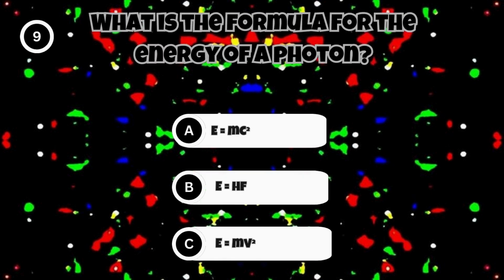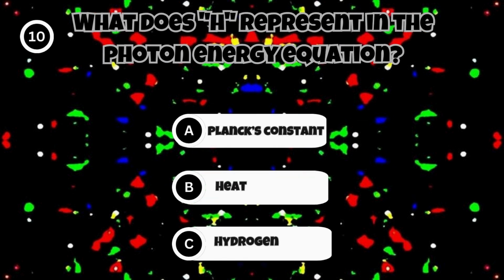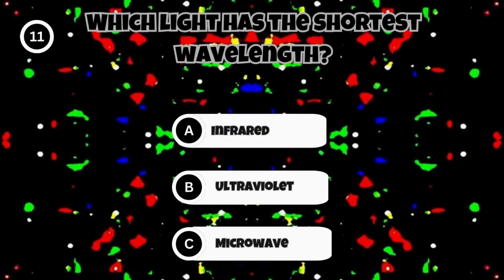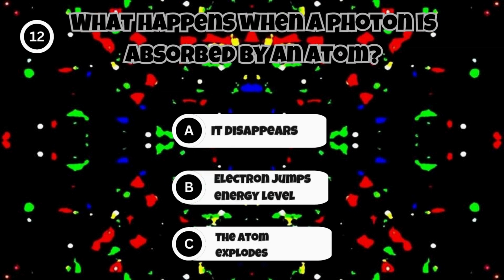What is the formula for the energy of a photon? What does H represent in the photon energy equation? Which light has the shortest wavelength? What happens when a photon is absorbed by an atom?